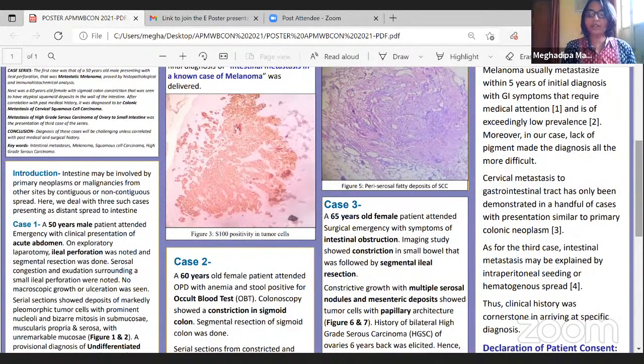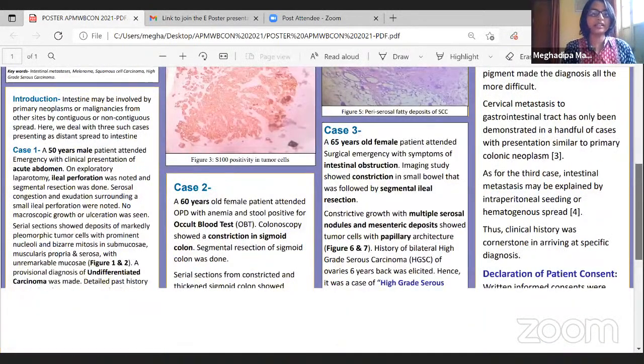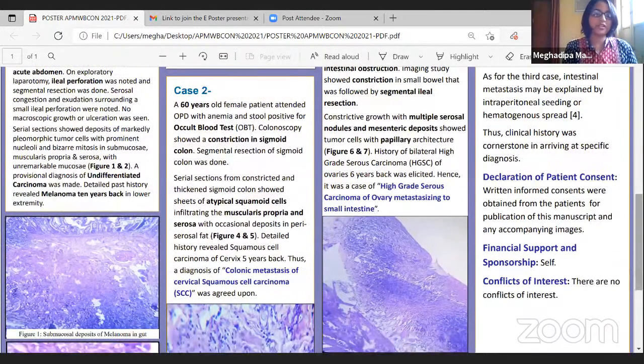So this again made us think of some kind of metastasis. We again looked back into the patient's history, and it was revealed that the patient had received treatment for cervical squamous cell carcinoma 5 years back. So both the squamoid morphology with an absolutely normal mucosa and a positive history of squamous cell carcinoma helped in arriving at the diagnosis of colonic metastasis of cervical squamous cell carcinoma.